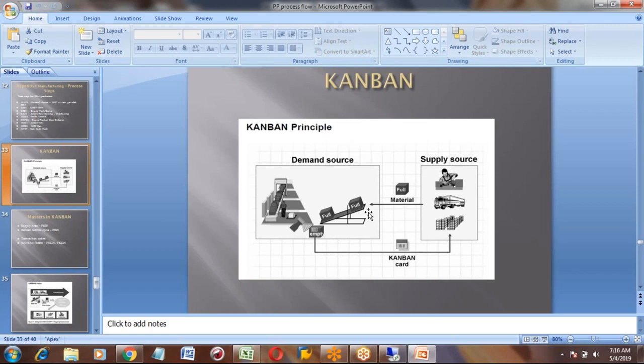Yeah, that's Kanban. The screenshot is there.